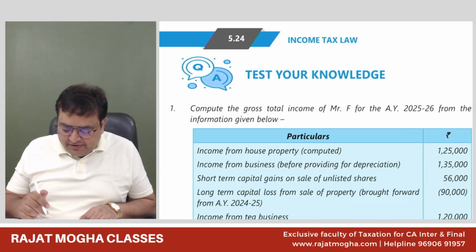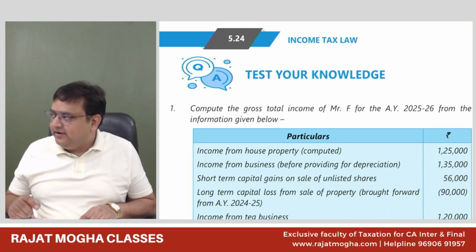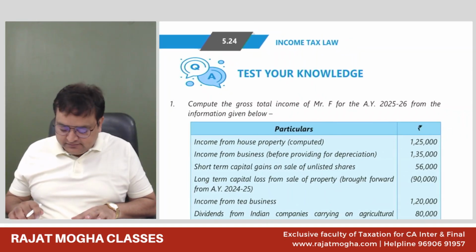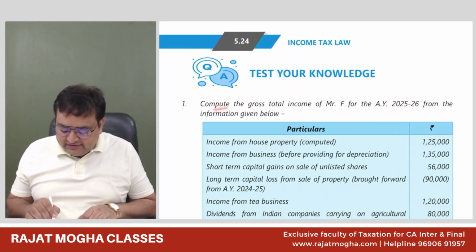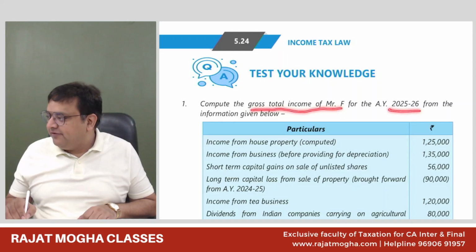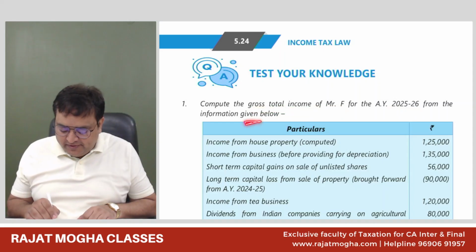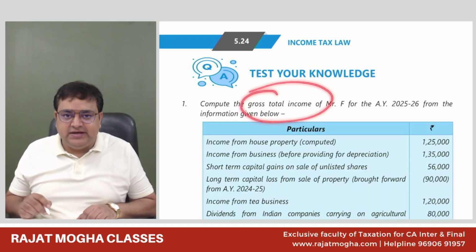So this is page number 5.24 of the study material. The first question says, compute the gross total income of Mr. F for assessment year 25-26 from the information given below. So we need to compute the GTI.